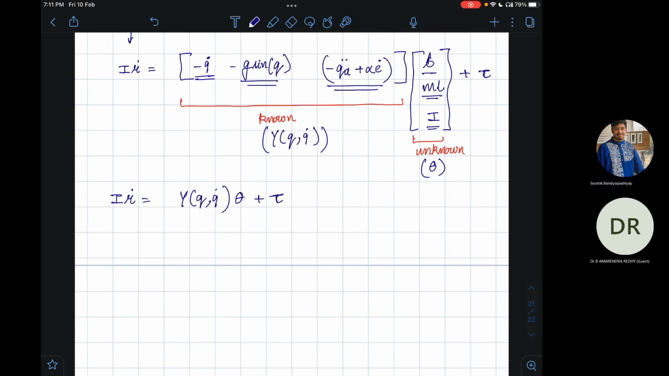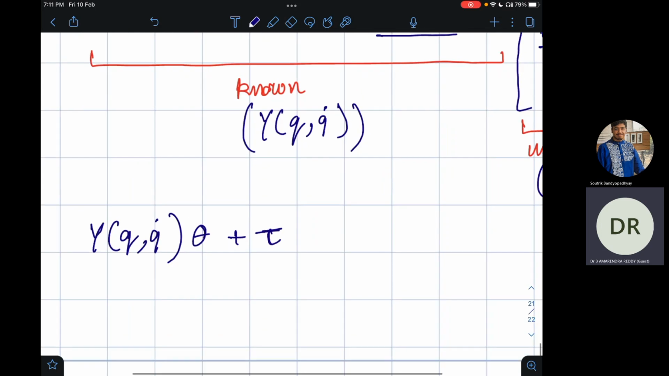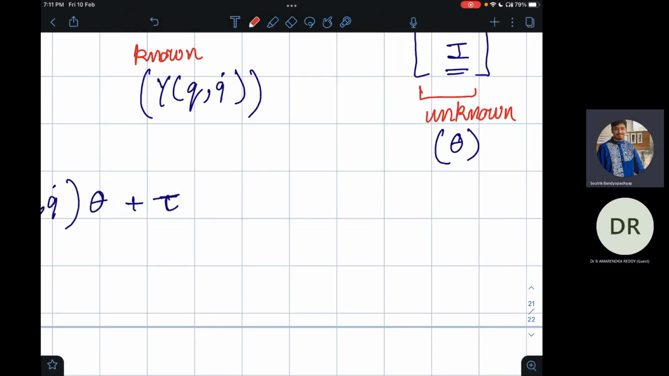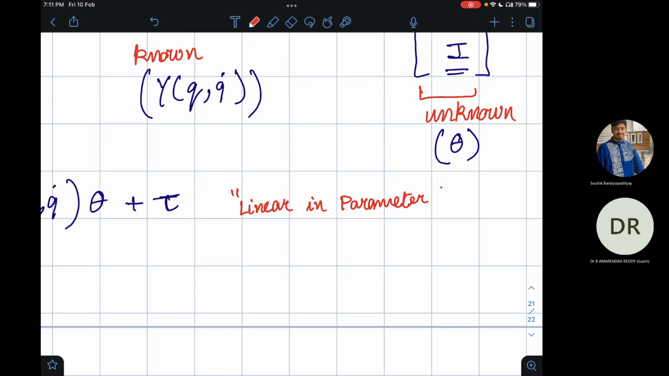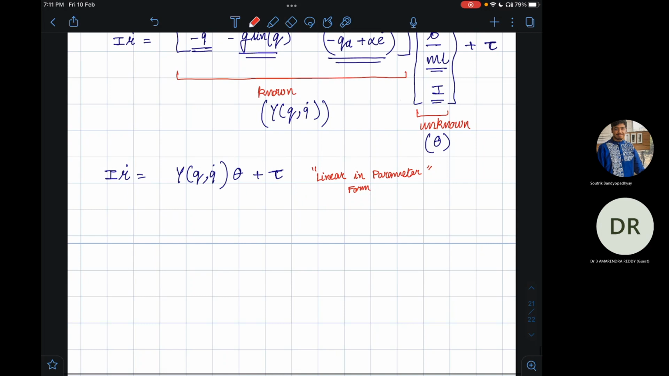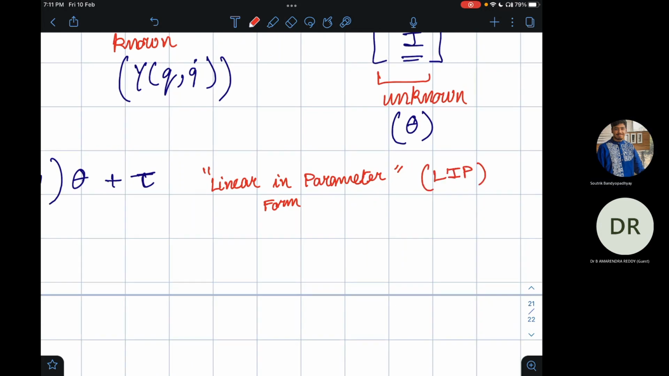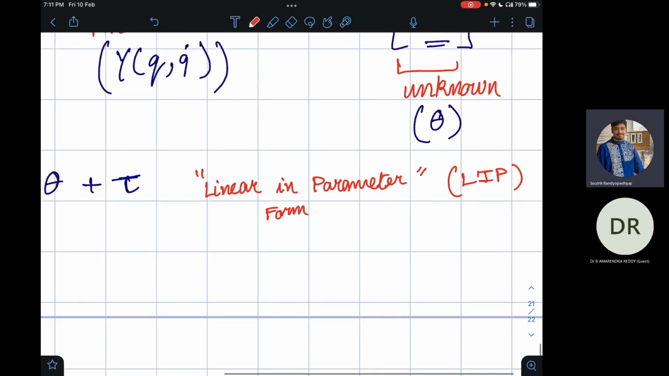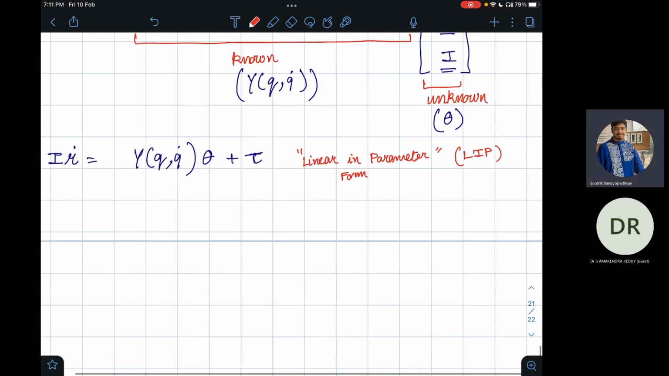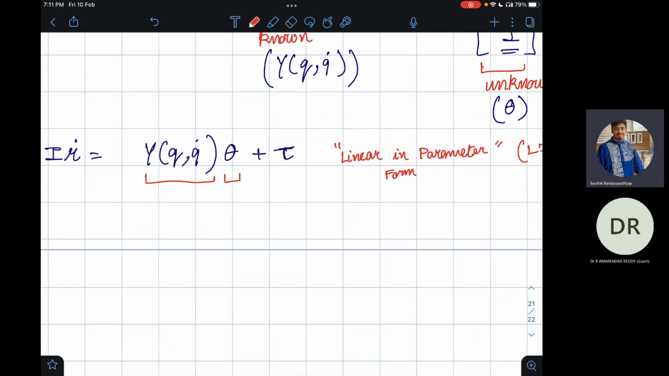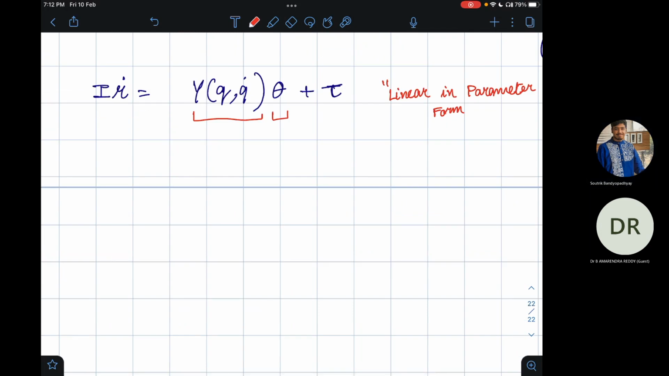Is it okay? Yes, sir. So this is often called linear in parameter form, or in short, LIP, linear in parameter. There are others which are non-linear in parameters, where you can't separate a function into known and unknown parts in a multiplication fashion. But since this is easily separable, we can do certain things about it.